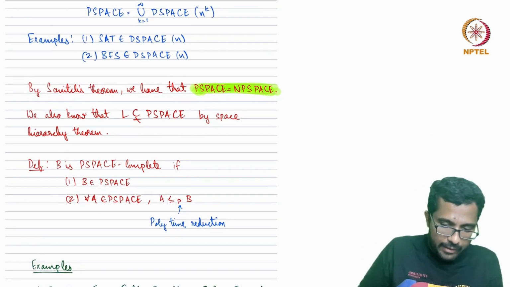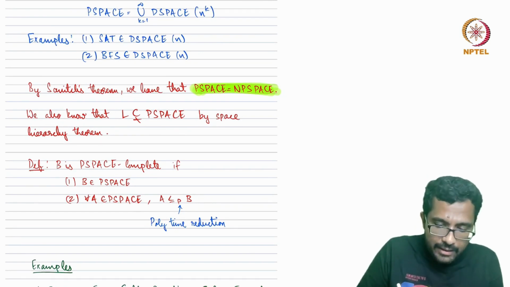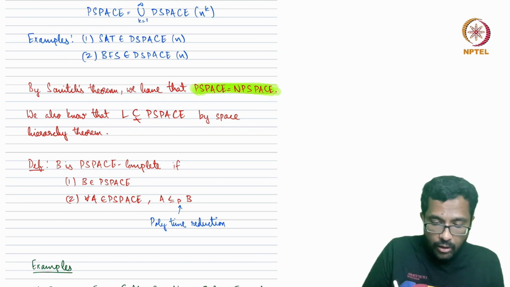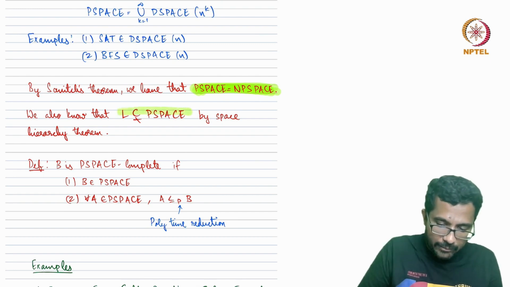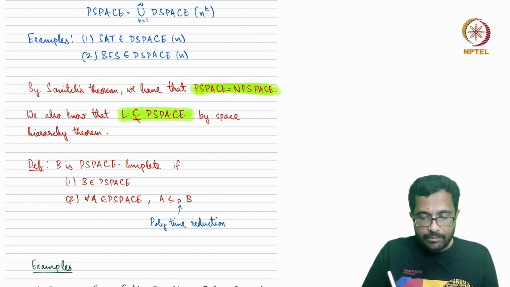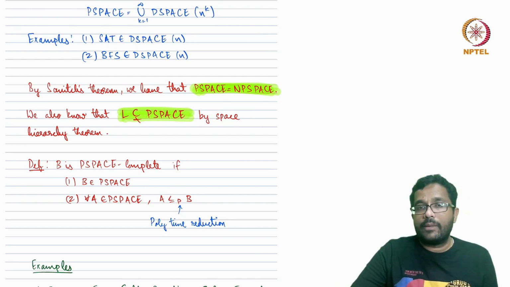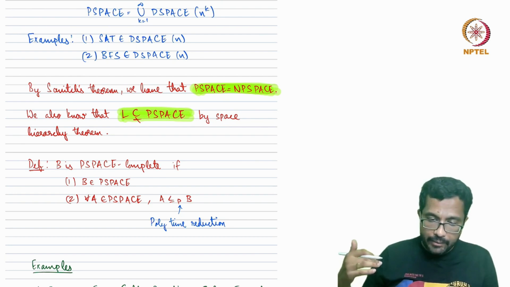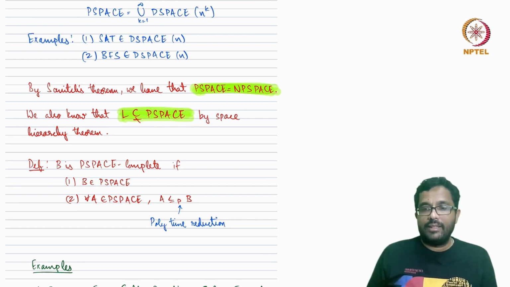One small fact is that we know that L is not contained in PSPACE. L is a strict, or proper, subset of PSPACE, right? L is log space and PSPACE is polynomial space. This is a proper subset, meaning there are languages that are in PSPACE but not in L, meaning there are languages that require more than logarithmic space but less than polynomial space. We know that there are such languages.